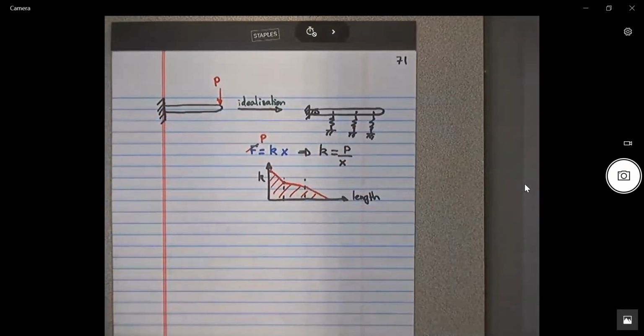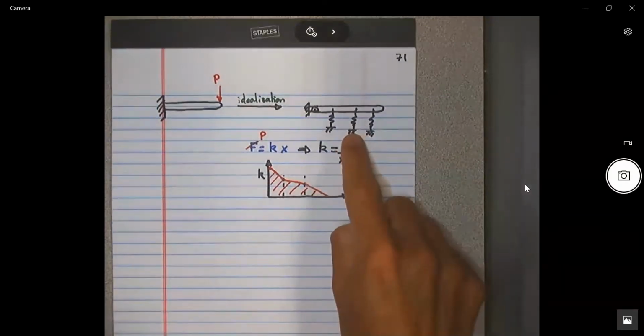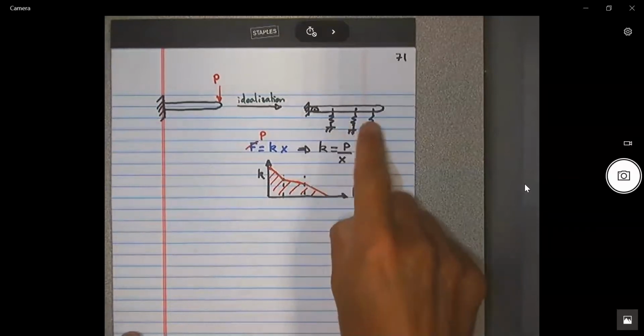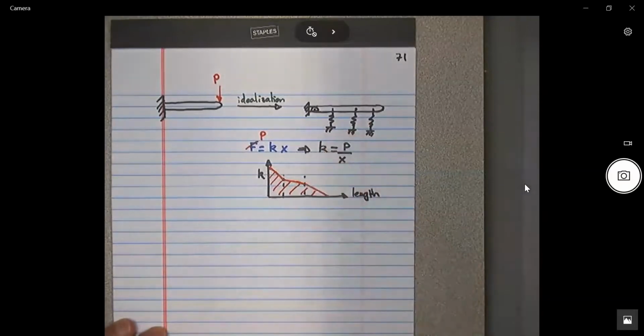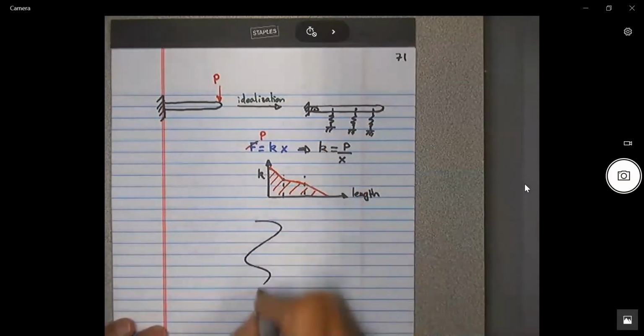So we can use the method of virtual work once the structure is idealized to calculate the deformation and what would happen in an aircraft structure. Okay, that's the whole idea over here. Okay, so this will be the end of this video.